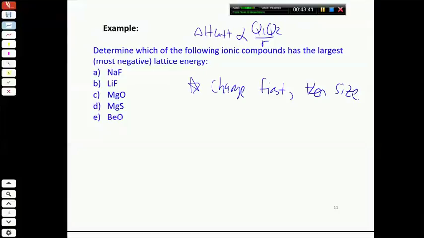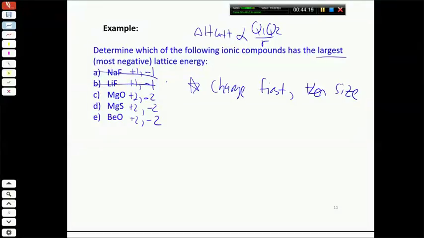We're looking for the largest lattice energy, so we're going to look for the ones that have the highest charges first. Sodium fluoride is a +1 -1 ionic compound: Na forms +1 cations, and fluoride is a -1 anion. This one is also +1 and -1. And then these last three, magnesium oxide, magnesium sulfide, beryllium oxide, are all +2, -2 ionic compounds. The cation is +2 and the anion is -2 in all of these. So if we're looking for the largest lattice energy, we choose from the ones with the highest charge, so we can eliminate choices A and B.